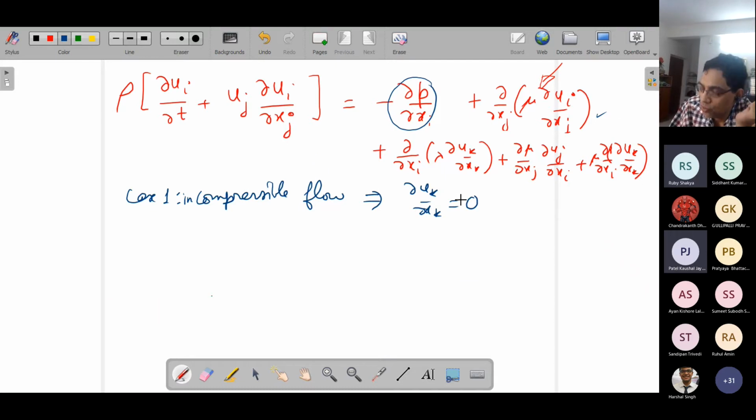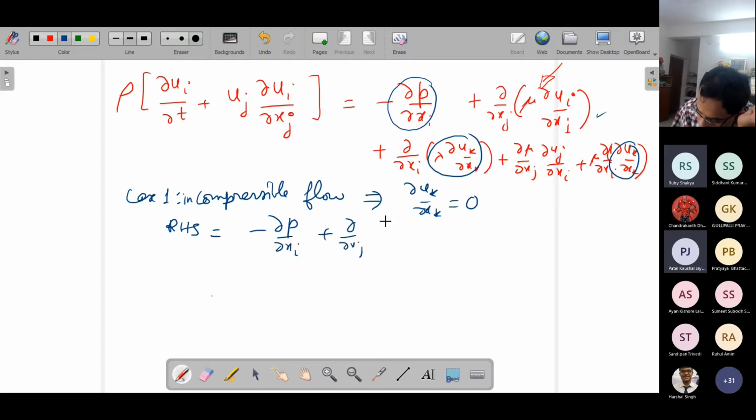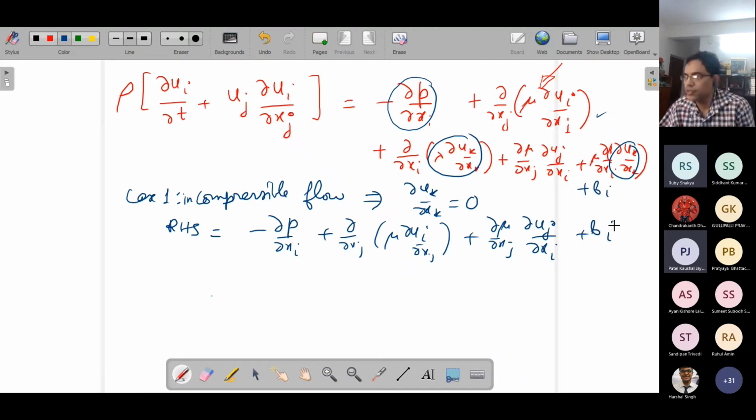So for incompressible flow, this term is 0 and this term is 0. So for incompressible flow, the right hand side, there is a body force with all these terms that I have not written, but it is not affecting the discussion, but let us just write it, plus Bi.